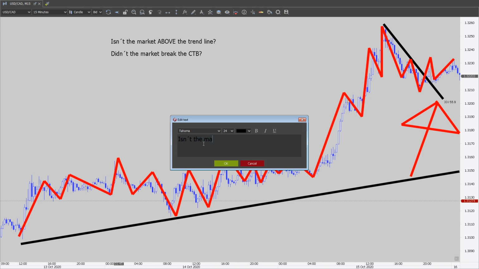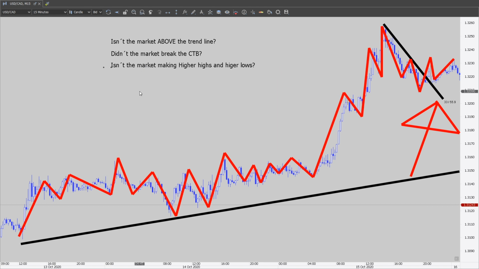Isn't the market making higher highs and higher lows? Husnaini, go long, thank you very much. Teacher, SL, choose long or short. I don't know, me too. Now we have the question: isn't the market above the trend line? Yes it is. Didn't the market break the counter trend line? Yes it did. Isn't the market making higher highs and higher lows? Yes it is.